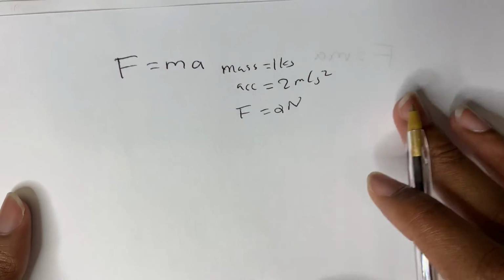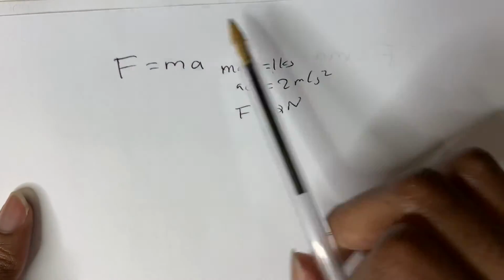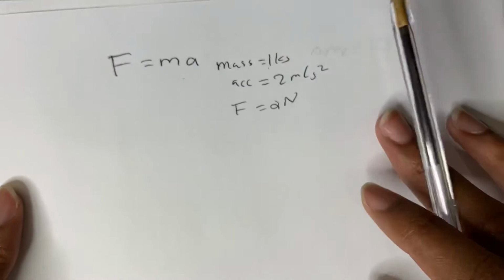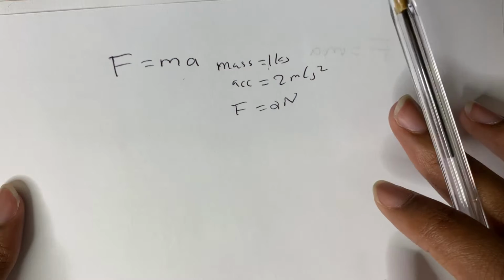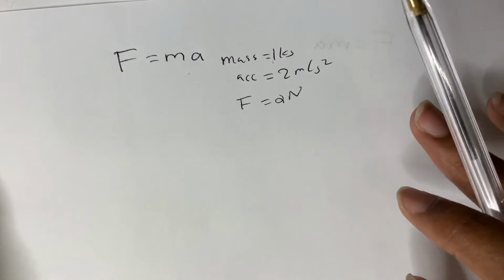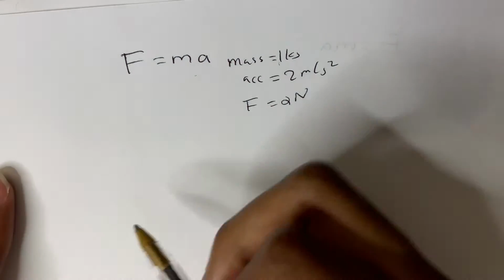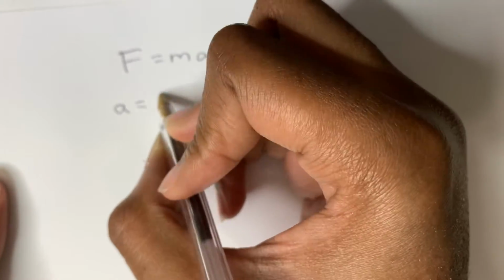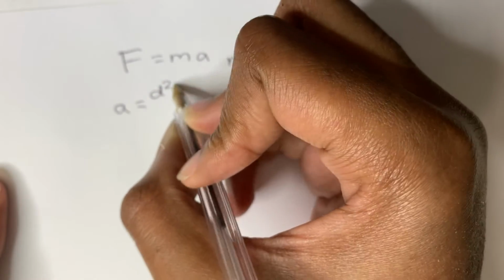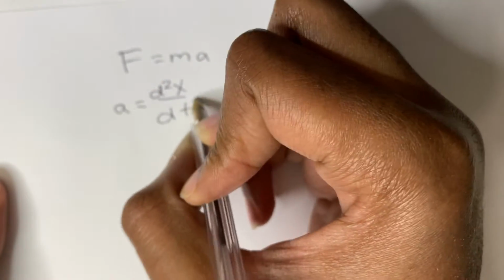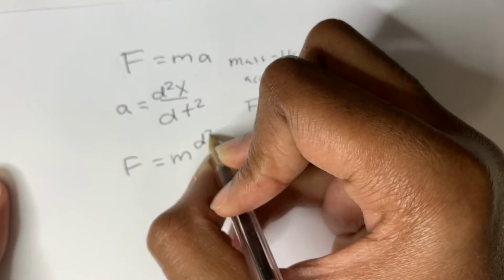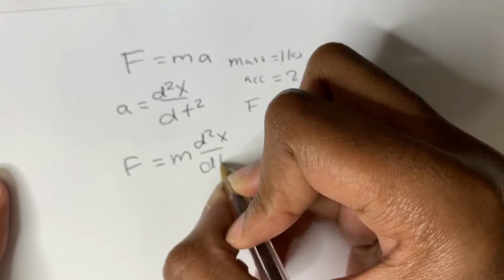This is a really nice equation because it allows us to calculate forces, but in this form alone, it won't help us calculate the position of a particle at some moment in time. To do that, we'd have to advance to calculus. So we know that acceleration is defined as the second derivative of position with respect to time. So force is then m times the second derivative of position with respect to time.